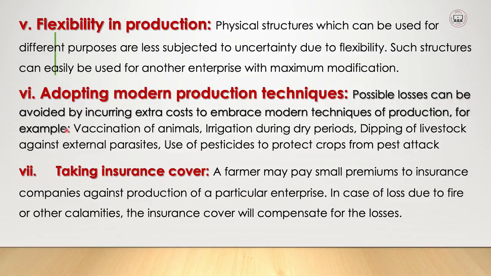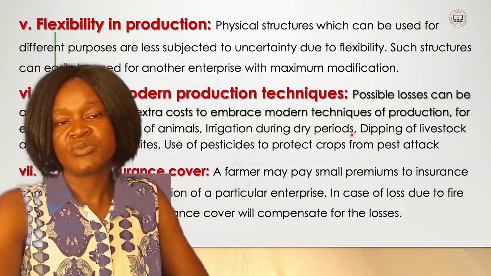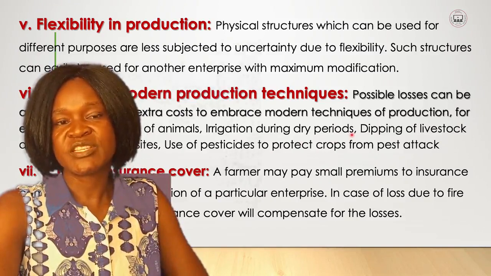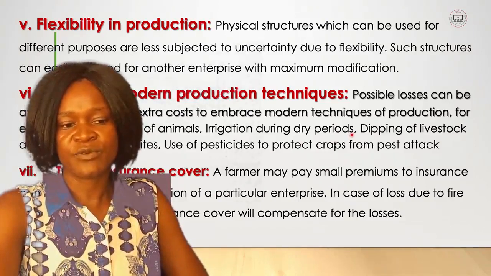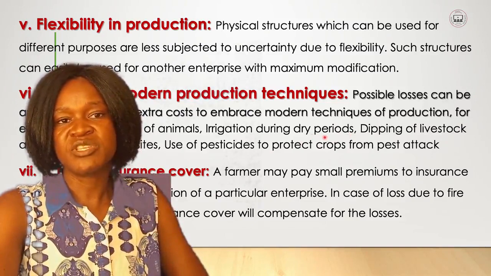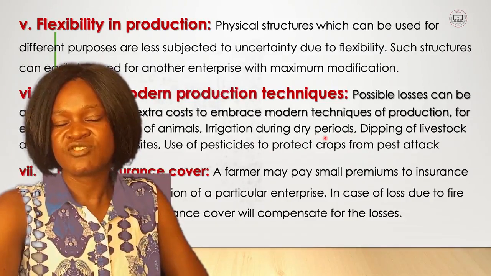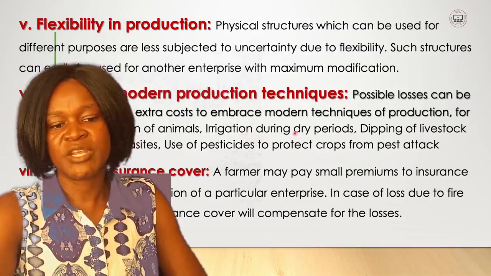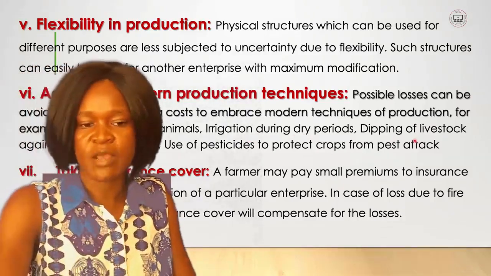Apart from that, adopting modern production techniques. Possible losses can be avoided by incurring extra costs to embark on modern techniques of production. For example, vaccination of animals. This will minimize animals being killed by diseases. Irrigation during dry periods. We know for sure that nowadays we're experiencing erratic rainfall. So if you use irrigation, when there is drought, you can supplement with irrigation and harvest more.